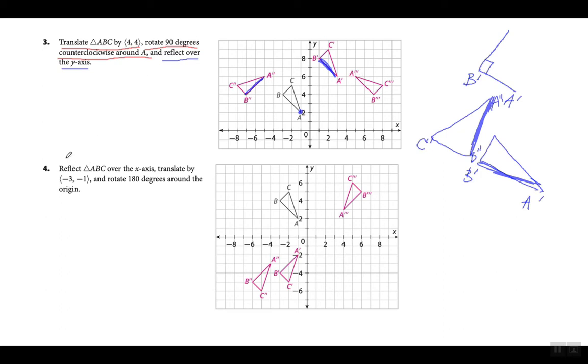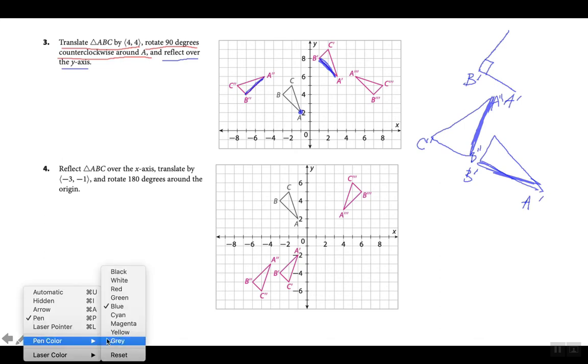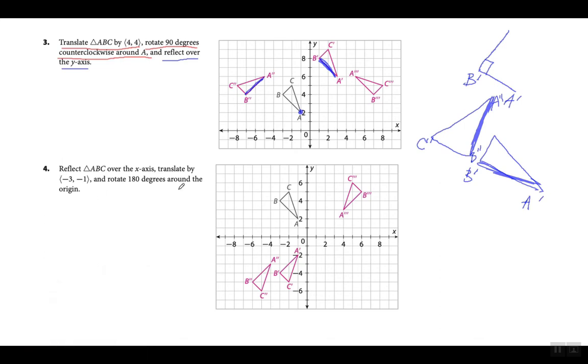Let's look at number 4. Our starting point is this triangle. The answers are already here because for questions like this, I feel like for the sake of time, it's easier if we just look at the answer and analyze the answer. So we're starting off with this triangle right here, triangle ABC, which is in black.